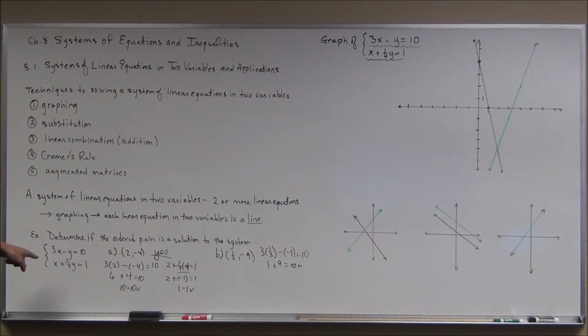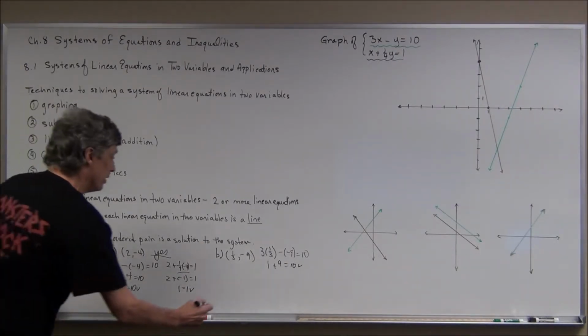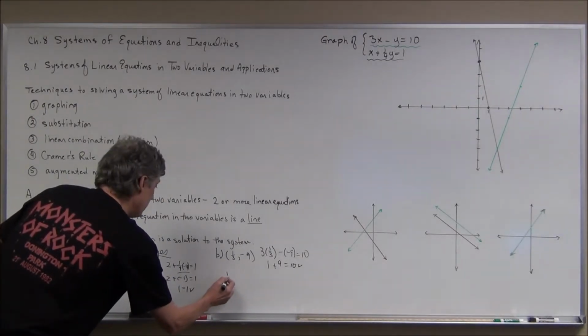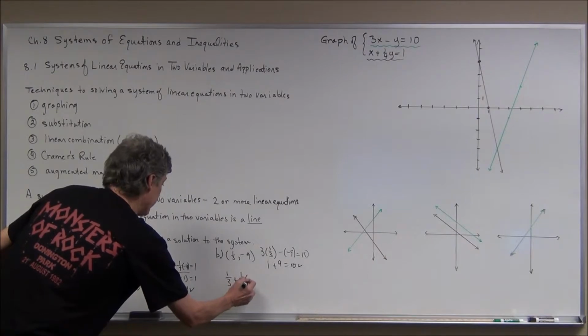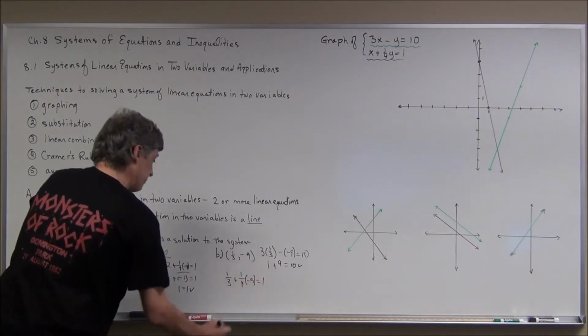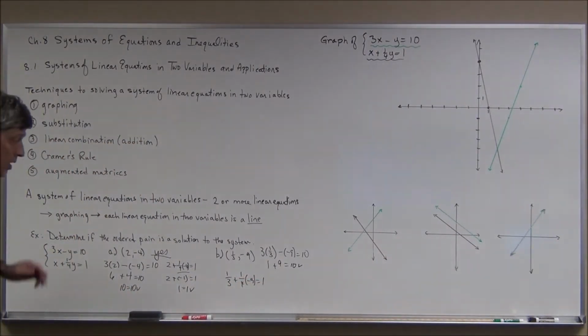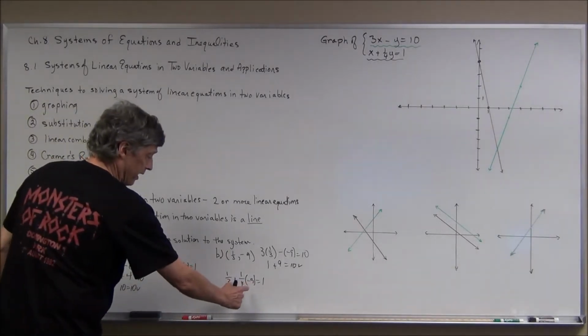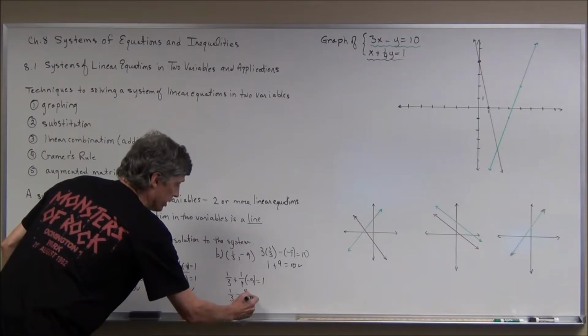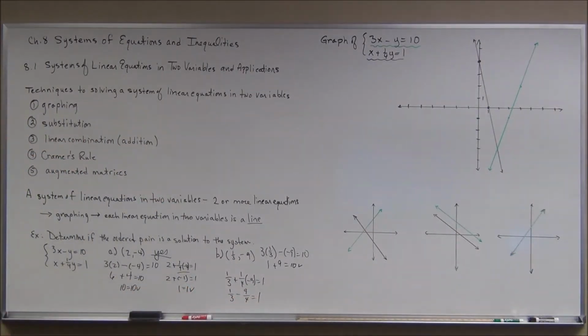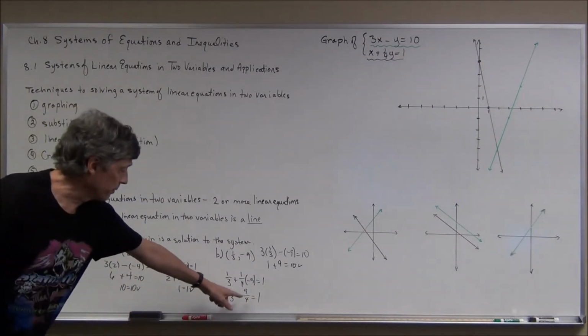Let me plug it into the next equation. I get 1/3 plus 1/4 times negative 9. Does that equal 1? Well, let's see. 1/4 times negative 9 is negative 9/4. I have 1/3 minus 9/4 equaling 1. Well, I can stop right now because I can tell you that's a bigger number than that.